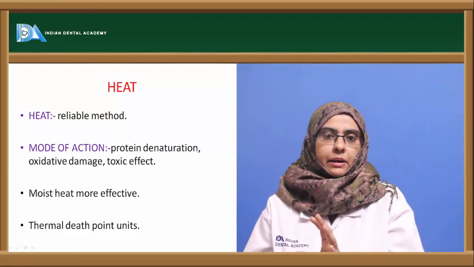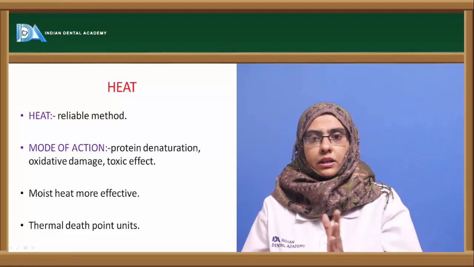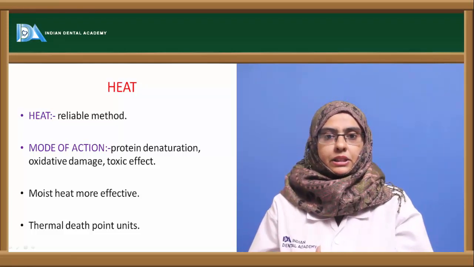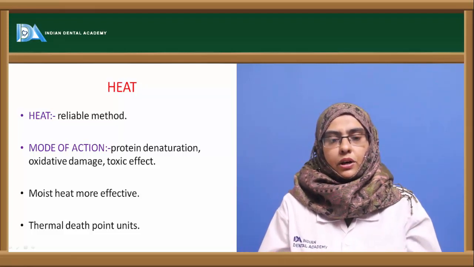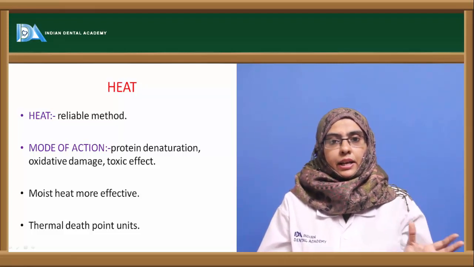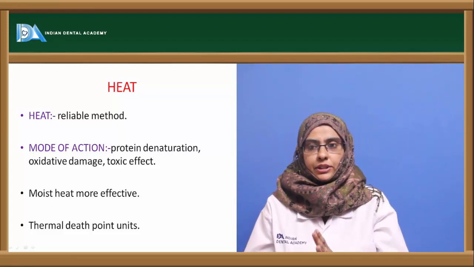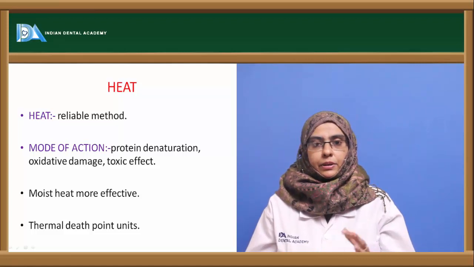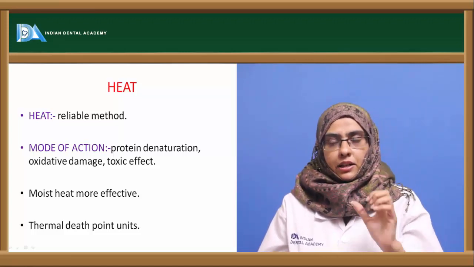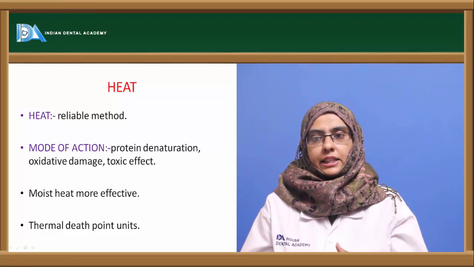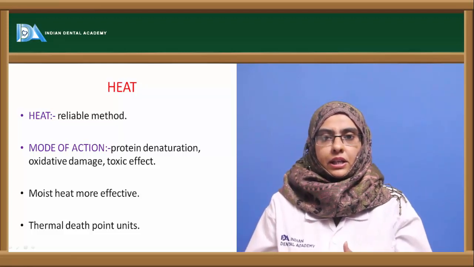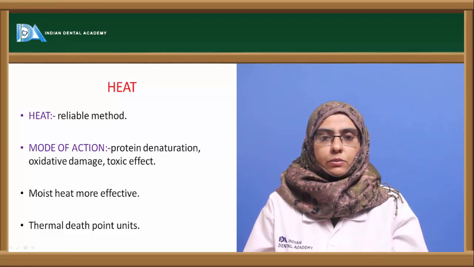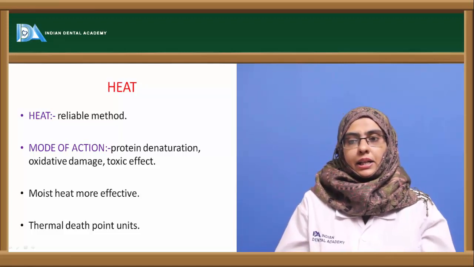Now this heat can be applied either in a dry form or a moist heat form. Depending on the material that is to be sterilized, you can go for dry heat sterilization or moist heat sterilization. In comparison to dry heat, moist heat is more effective because it has more penetration power, whereas dry heat is a bad conductor of heat. And the unit that is measured when you are using heat as a mode of sterilization is called thermal death point.